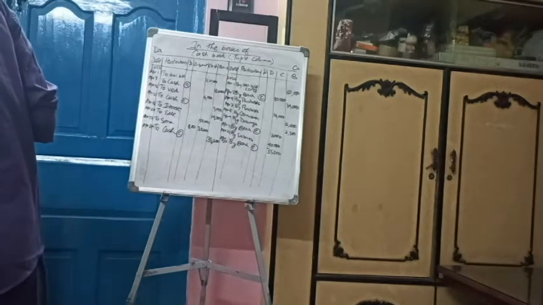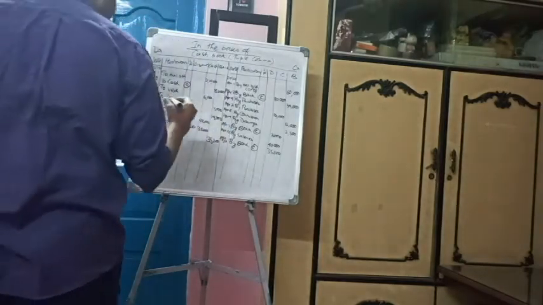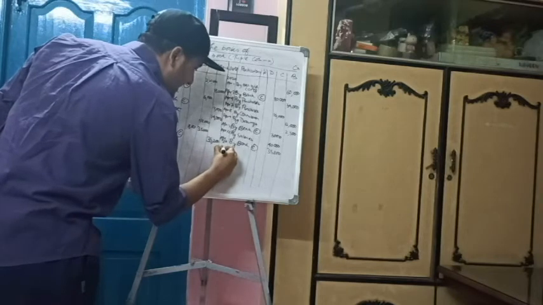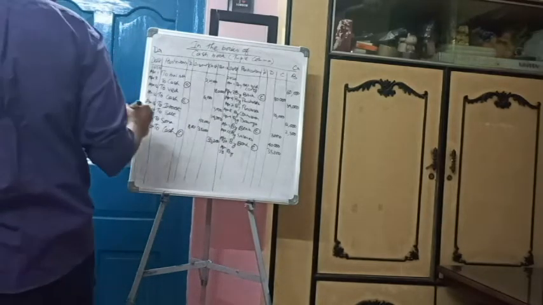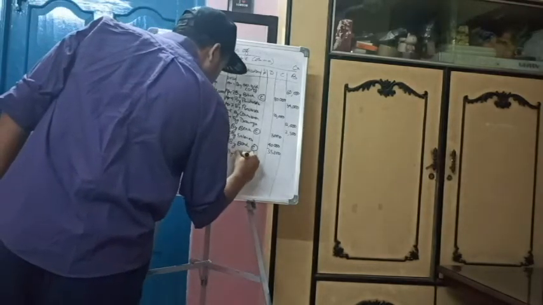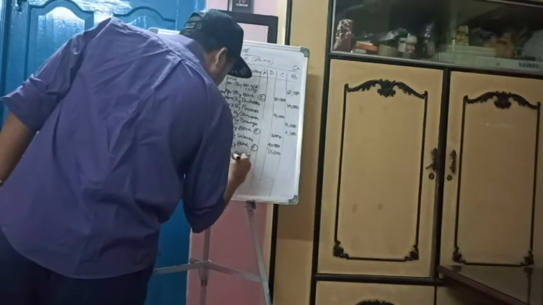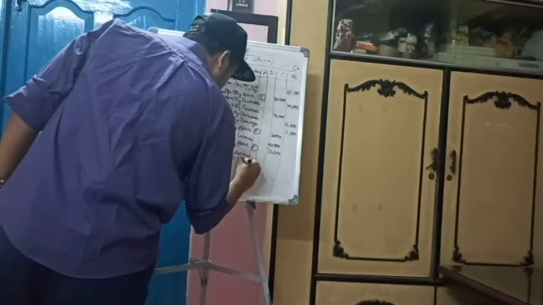Next entry is issued check to DSC Limited as advance. That means we have issued a check to DSC Limited. That means we are making a payment. So what would be the entry? April 28. Issued a check to DSC Limited, by advance to DSC Limited, rupees 1 lakh.